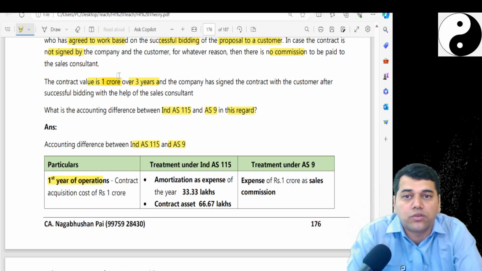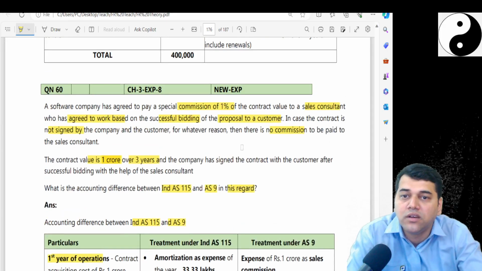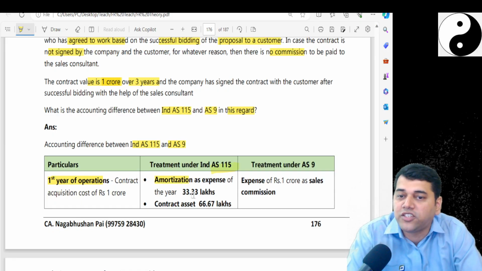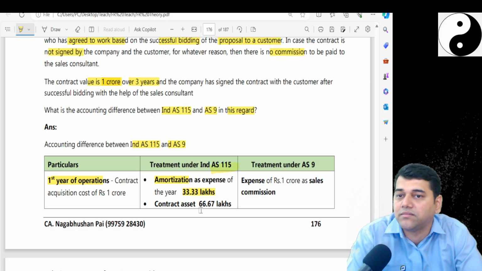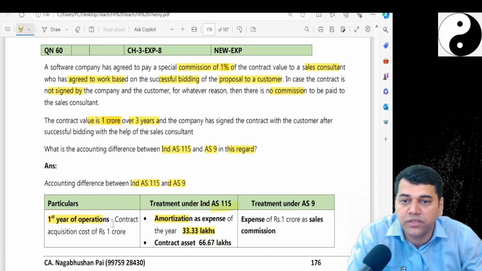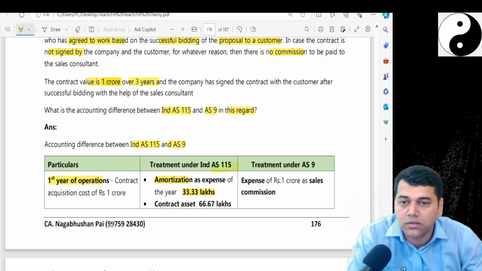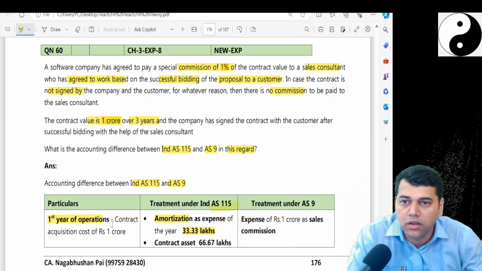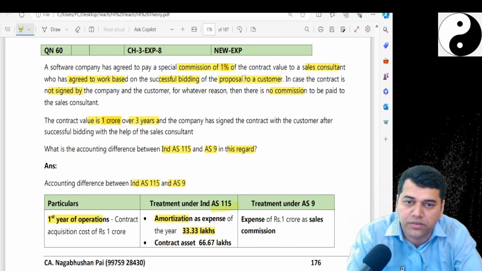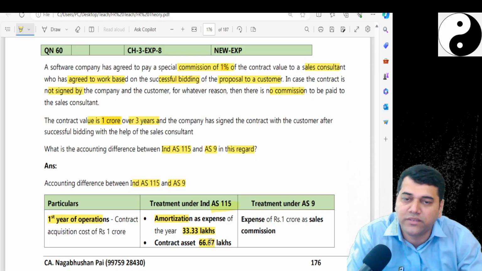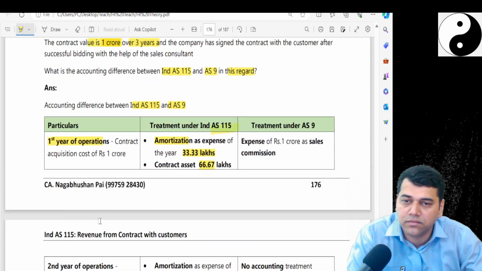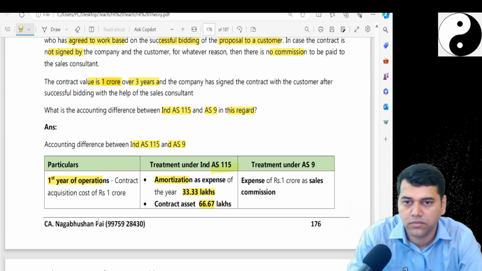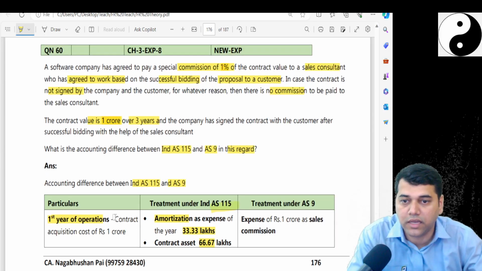Your contract is 1 crore and how much money have you spent? Commission, 1%. So if it is 115, how do you treat it? You do amortization of the expense, 33.33 lakhs. Okay, how much does it come to? 1 crore, 1%? No, one minute, what have they done? Contract value is 1 crore and you have paid 1%. So the contract asset is 66.67 lakhs.